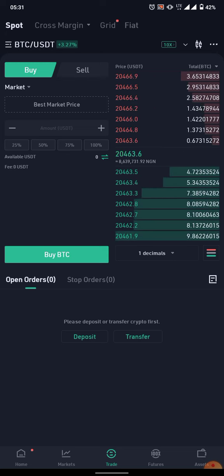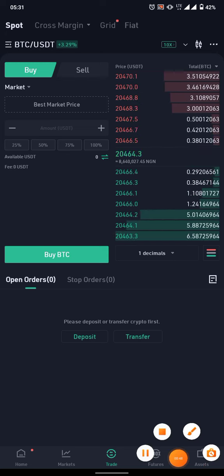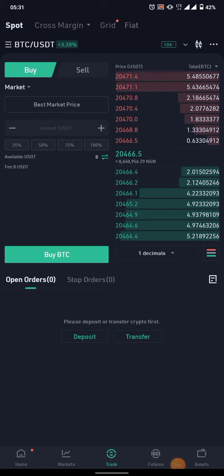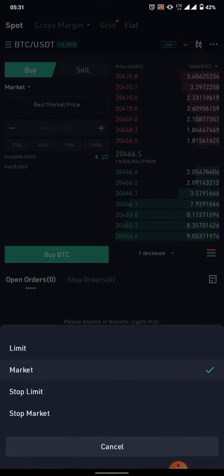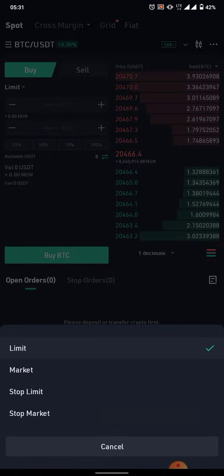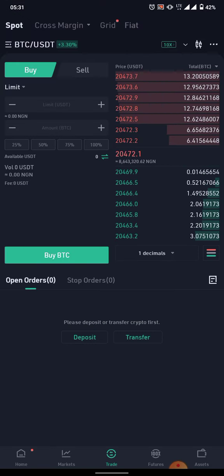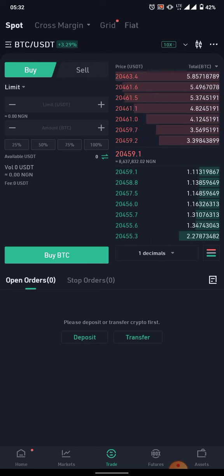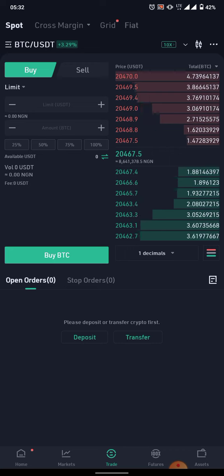So here, if I click on this place here, you see markets, right? If I click on it, it brings out a list. The first one, limit. The second one, market. Third, stop limit. And the fourth, stop market. Okay, so the basic types of orders we have are three, right? We have the market order, we have the limit order, and the stop order. Okay, please take note: the market order, the limit order, and the stop order.